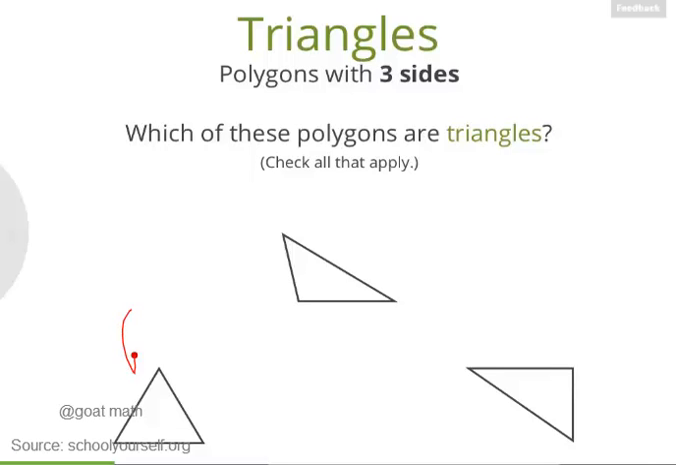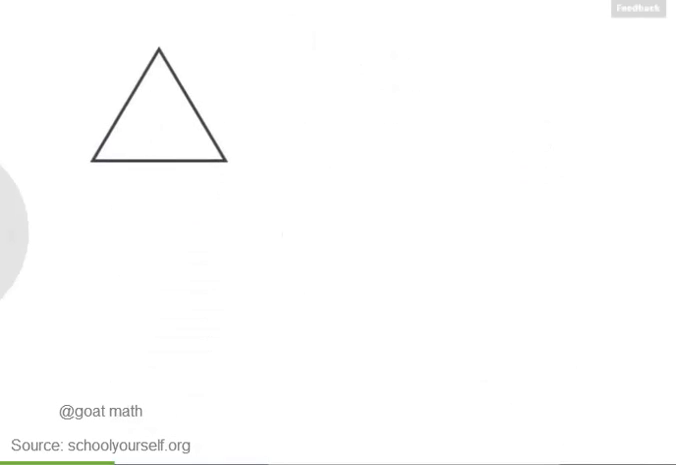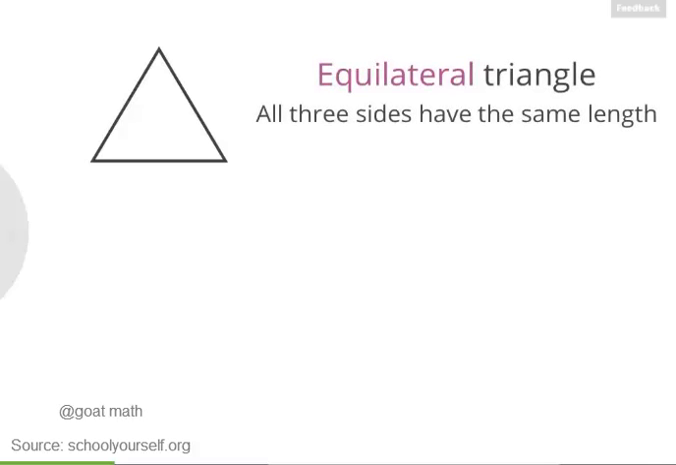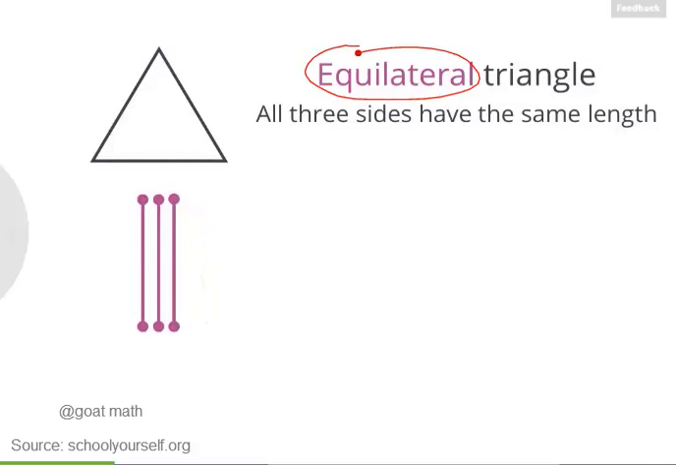Let's take a closer look at this triangle over here. This is an example of an equilateral triangle, meaning all 3 of its sides have the same length. Let's make sure that's true for this triangle. So yeah, as you can see, all 3 sides have the same length, meaning this triangle really is equilateral.